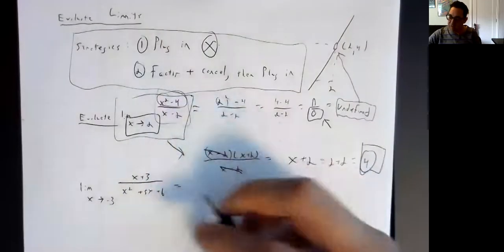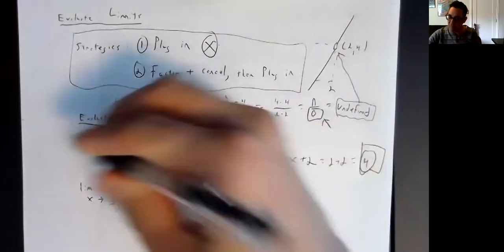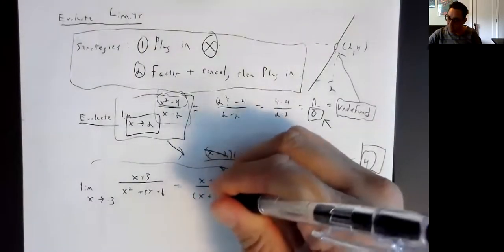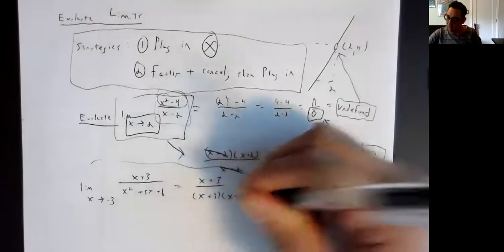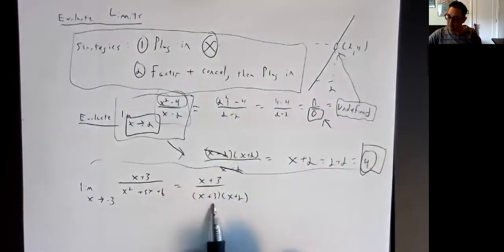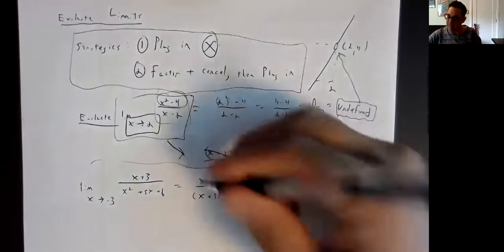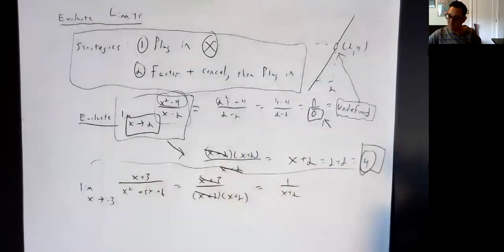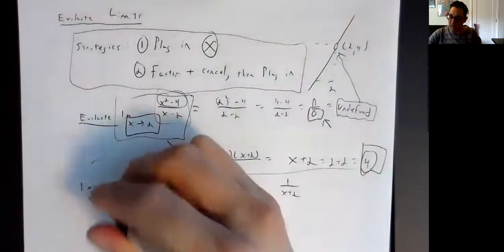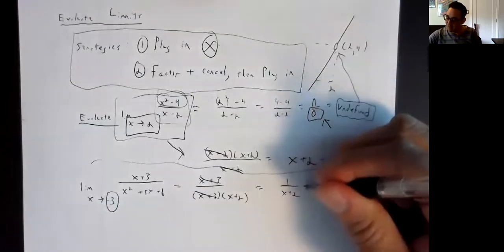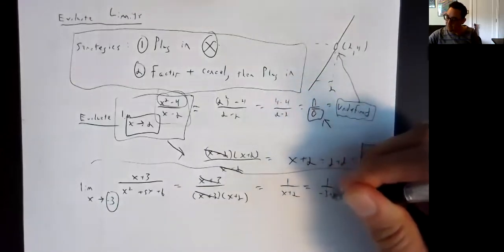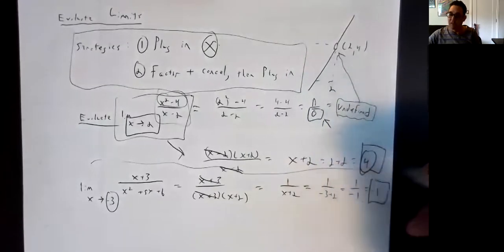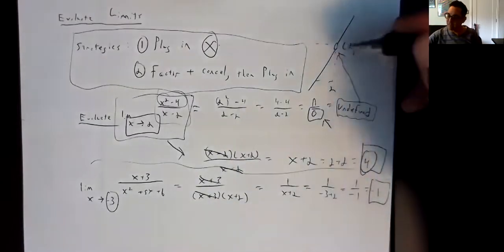But it does look like the bottom part can factor. The top part doesn't factor. That's a separate problem. But the bottom part factors into x plus 3 and x plus 2, right? 3 times 2 is 6, and 3 plus 2 is 5. And then the x plus 3's cancel. So I get 1 over x plus 2. And now I can plug -3 into that. I get 1 over -3 plus 2, which is 1 over -1, which is -1. That's my final answer.